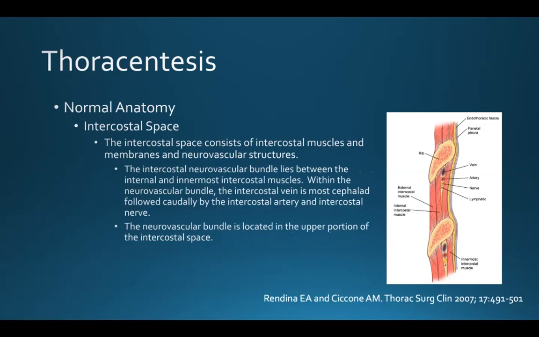The intercostal neurovascular bundle lies between the internal and innermost intercostal muscles, and within this neurovascular bundle, the intercostal vein is the most cephalad structure, followed caudally by the artery and the nerve. And the neurovascular bundle is located in the upper portion of the intercostal space, or just below the upper rib of the space.